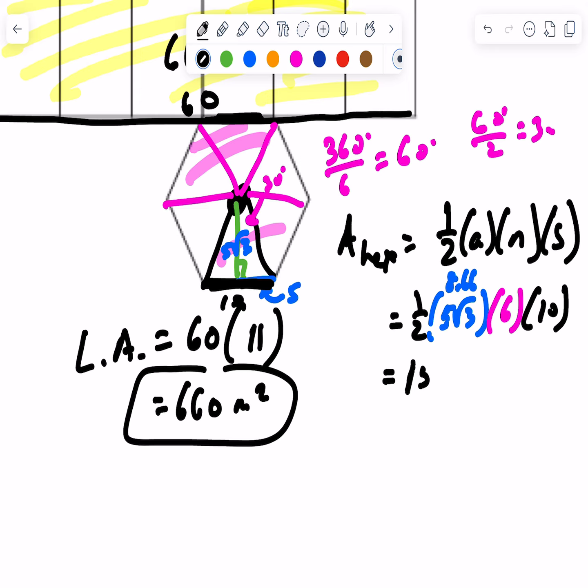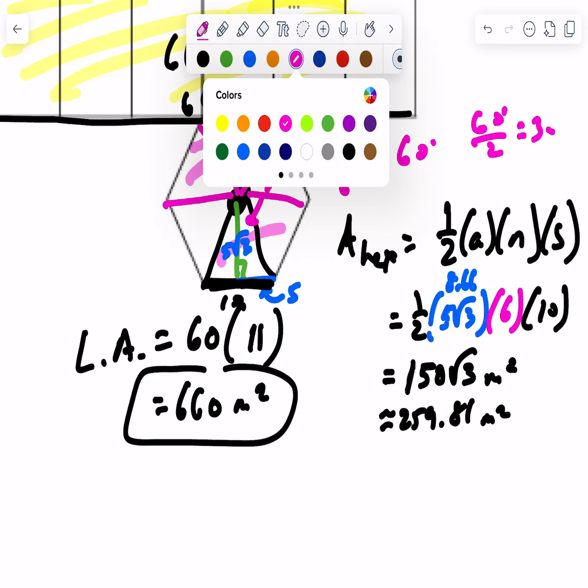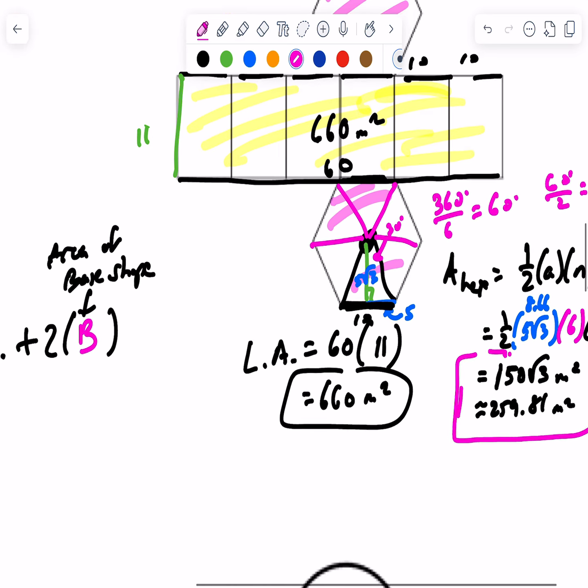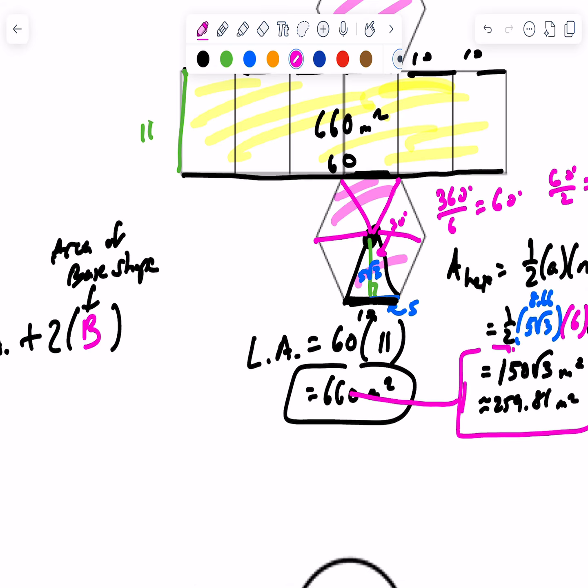150 root 3. So we're going to get 150 root 3 meters squared, or if we punch that in our calculator, about 259.81 meters squared, right? That's one of these hexagons. So I'm going to take that and plug it back in over here. All right, that's one of these guys.